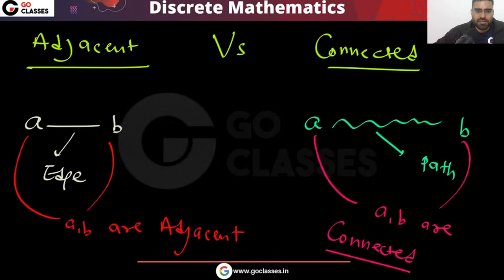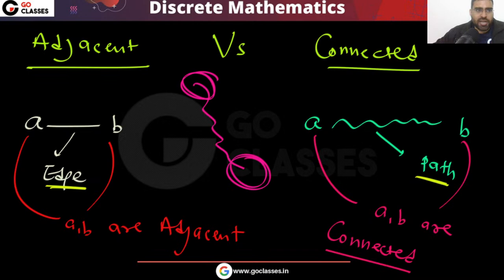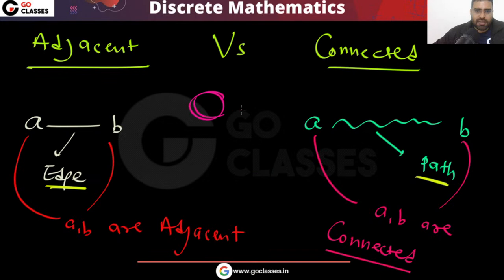Now let's move on. Adjacent means there must be an edge, and connected vertices means there must be a path between them. You can go from A to B. For example, Rajasthan and Tamil Nadu are connected because you can go from Rajasthan to Tamil Nadu, but they are not adjacent. Similarly, Rajasthan and Madhya Pradesh are adjacent, and they are connected also. So this is the difference of adjacent versus connected.